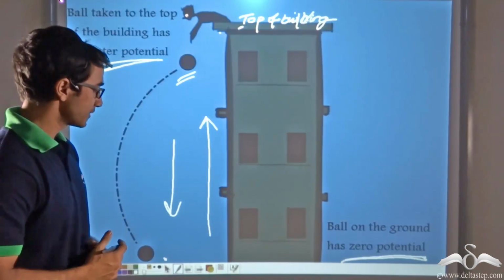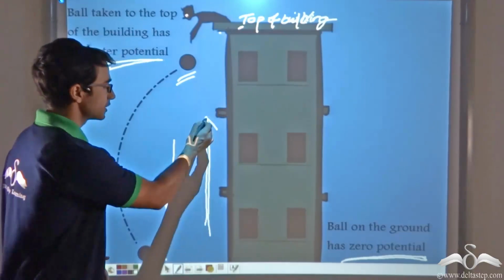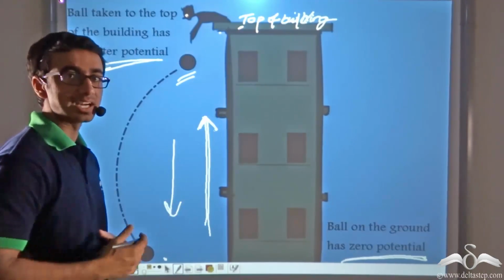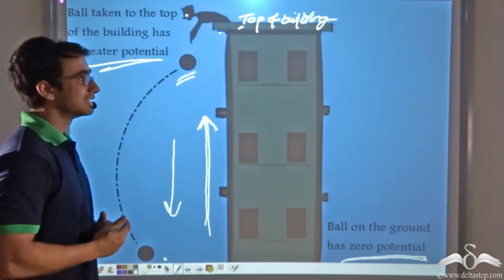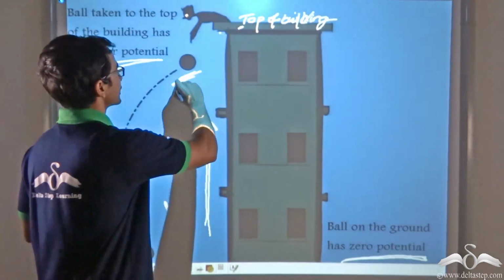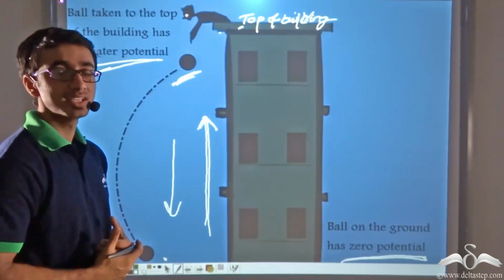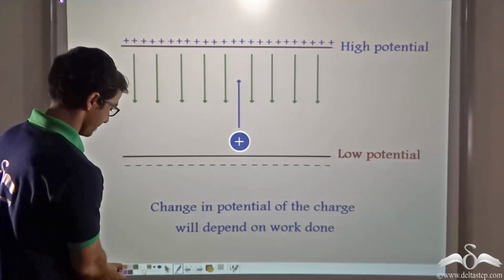Now, if you recall, I mentioned that when you are moving the ball up against gravity, you are doing a certain amount of work to move it against gravity. So this amount of work that you're doing on the ball is getting stored as the potential energy of the ball. Now, a similar thing happens in the case of charges as well.